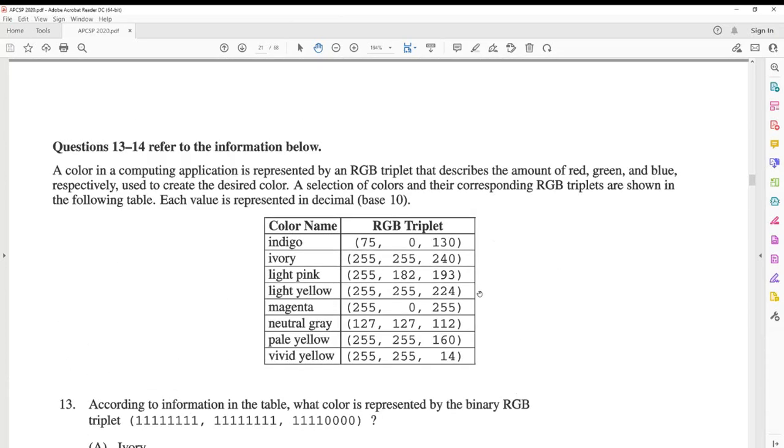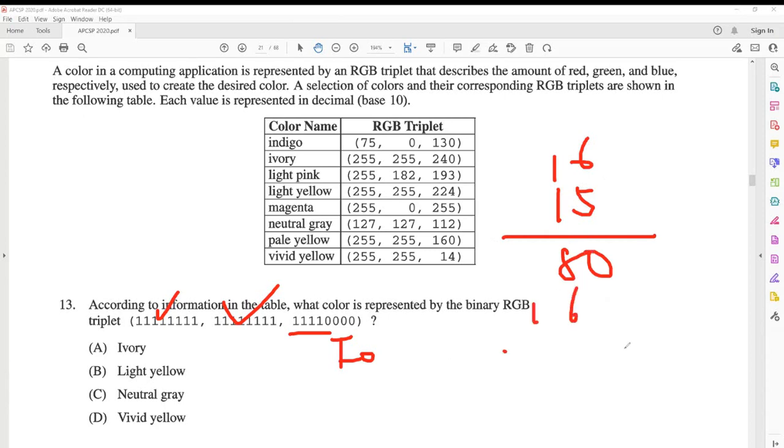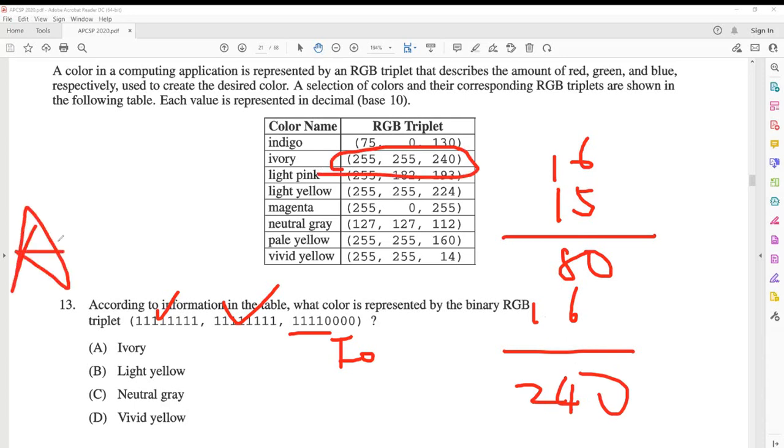So for number 13 and 14 we have this table. It actually is RGB encoding. So according to this, which one would it be? So 255, 255. This one is F0. F is actually 15 times 16, so this one is 240. So 240, 255, 255. This one's ivory. A. Number 13 is A.